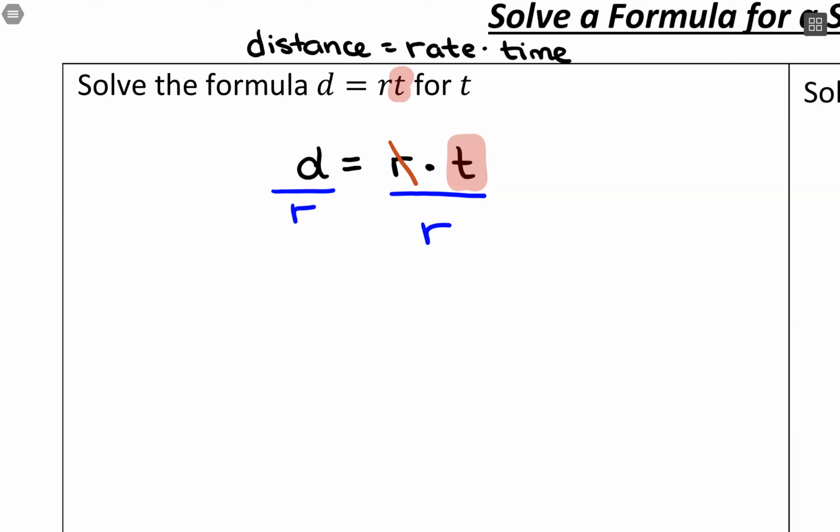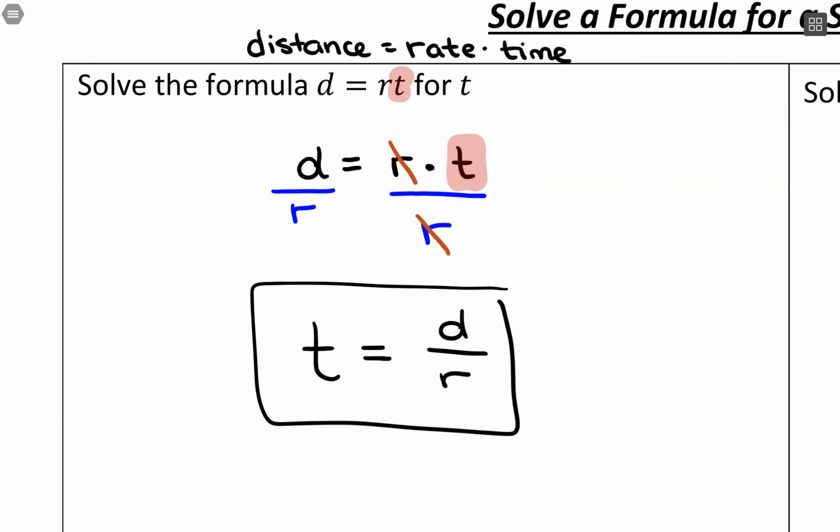So what's going to happen is that those would cancel out to leave us with 1. So then we would have time all alone on one side of the equation is equal to distance divided by rate. So d divided by r. And what this does is it gives us a formula to work with so that if we're given distance and given rate, we can calculate time.